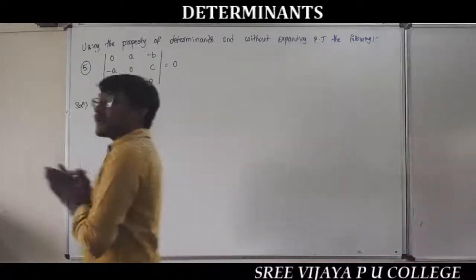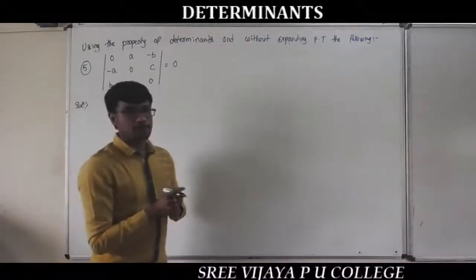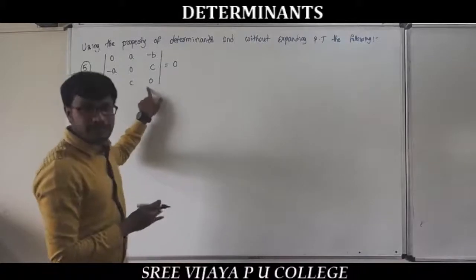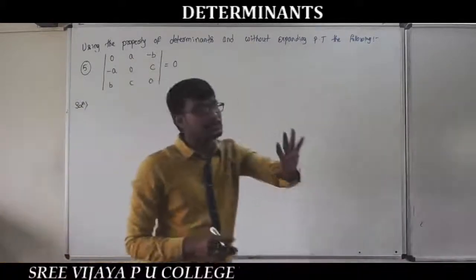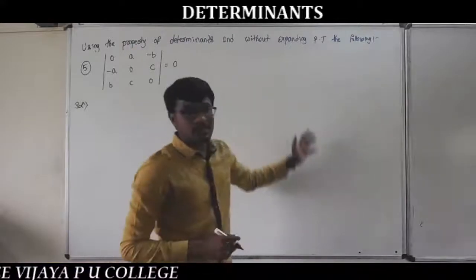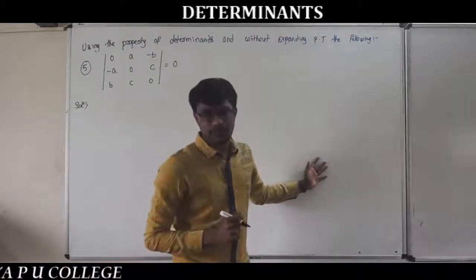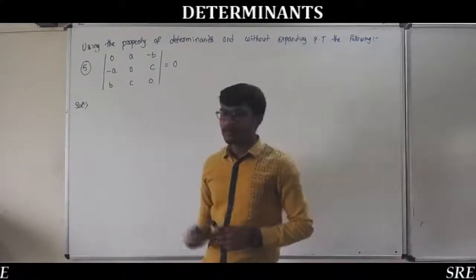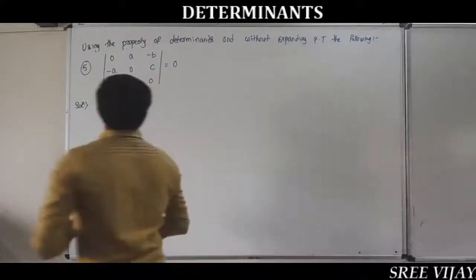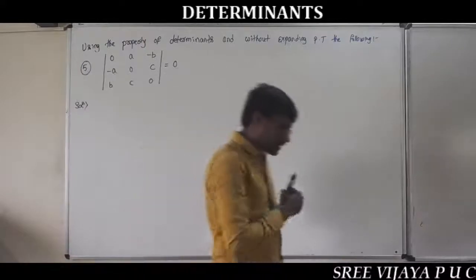Okay, so at the time of explaining the properties, I explained property number 7: if diagonal elements are 0, the value of the determinant is 0. But for the example I was explaining, the answer is not coming out as 0, while for this problem the given answer is 0. Let's see whether the given answer is correct or not.